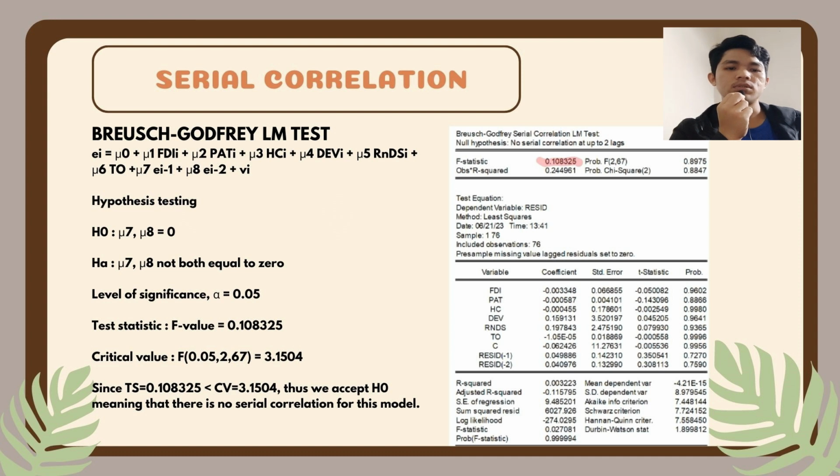Now we run the Breusch-Godfrey LM test. Based on the equation that we regress on the residual values, we set H null to be mu7 and mu8 equal to 0, and H alternative is mu7 and mu8 not both equal to 0. Our level of significance is 0.05, and the test statistic from EViews is an F value equal to 0.108325. The critical value is 3.1504. Because the test statistic is smaller than the critical value, we accept the H null. Therefore, there is no serial correlation for this model.